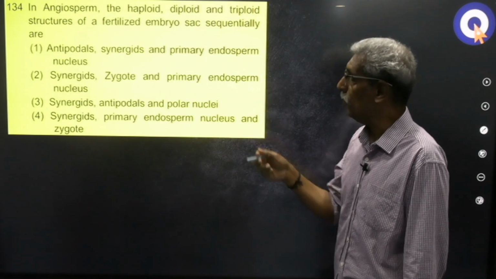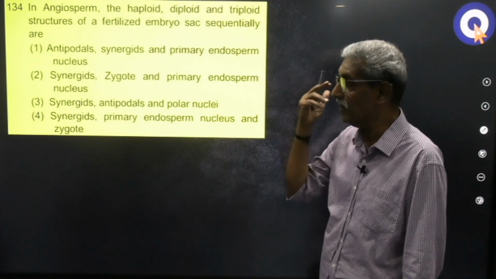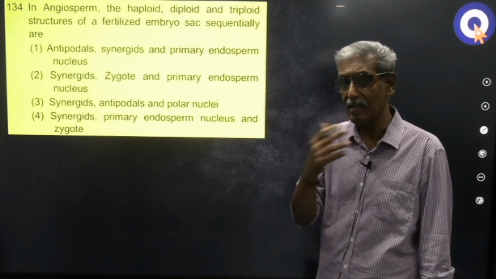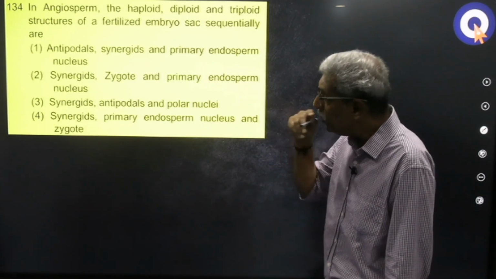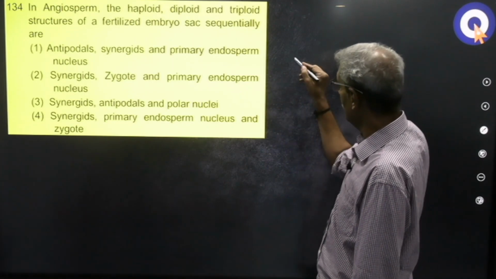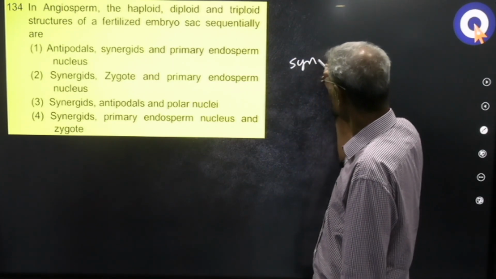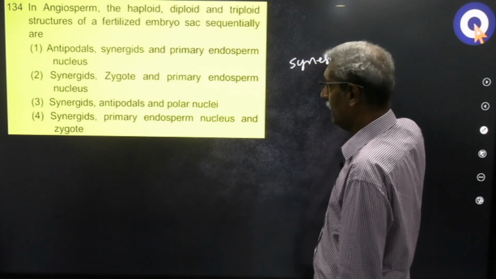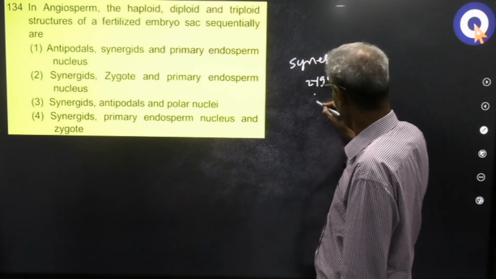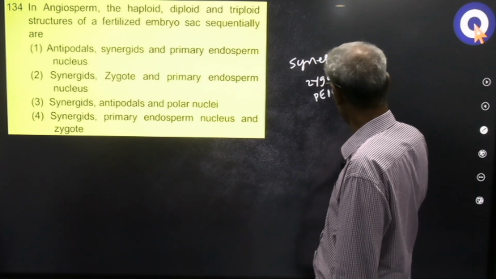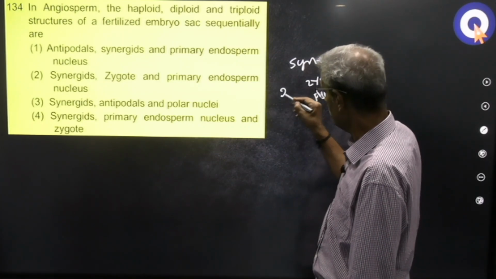Now, in angiosperms, what are haploid, diploid, and triploid structures in a fertilized embryo sac? Once you have a fertilized embryo sac as a consequence of double fertilization, remember, when you take synergids, synergids are helping cells. Synergids are always haploid. Then when you take the zygote, the zygote is always diploid. And when you take the primary endosperm nucleus, it is basically triploid. So the option here is option number 2.